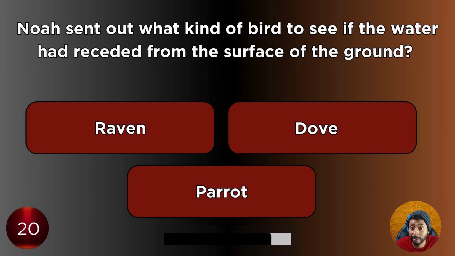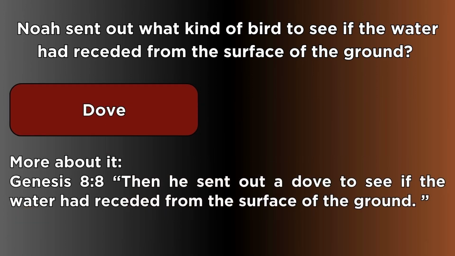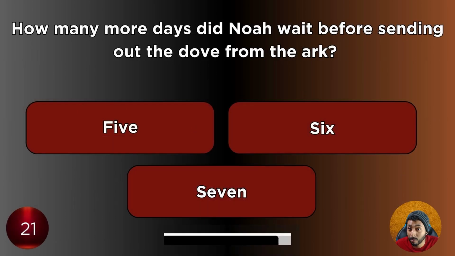20. Noah sent out what kind of bird to see if the water had receded from the surface of the ground? Raven, dove, or parrot? Dove. Genesis 8:8. Then he sent out a dove to see if the water had receded from the surface of the ground. 21. How many more days did Noah wait before sending out the dove from the ark? 5, 6, or 7?